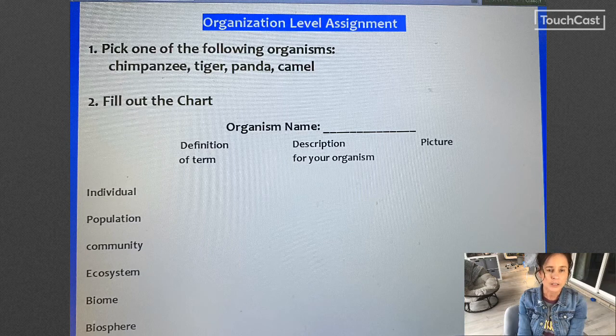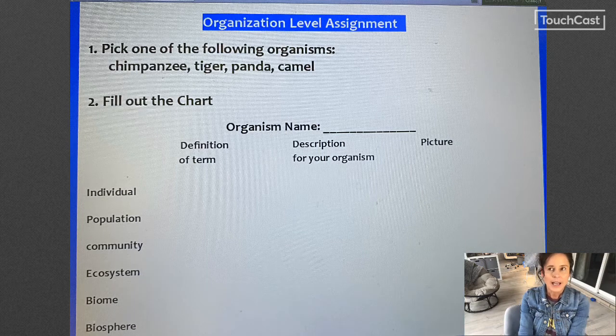For community, definition, all the living things that live in an area. Description for my prairie dog, I would say prairie dogs, snakes, owls, foxes. And then I'd find a picture of all those animals. Now that one might be hard just to find one picture. I might have to get different pictures of different living things that live in my animal's community.